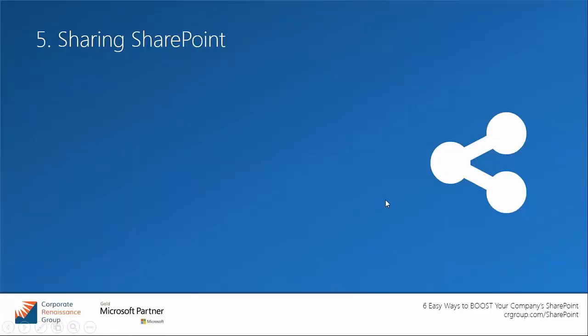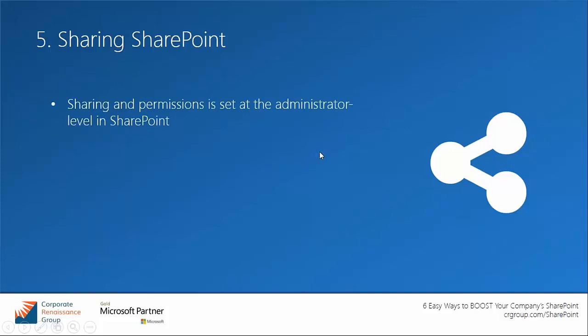So now we're going to talk about sharing in SharePoint. Sharing and permissions are set at the administration level. Behind the scenes in the administration portal for SharePoint, the administrators can decide whether or not they're going to allow external sharing, and if they are, whether people have to log into the site or whether they can get an anonymous link to a document. You can't allow anonymous access to the site.